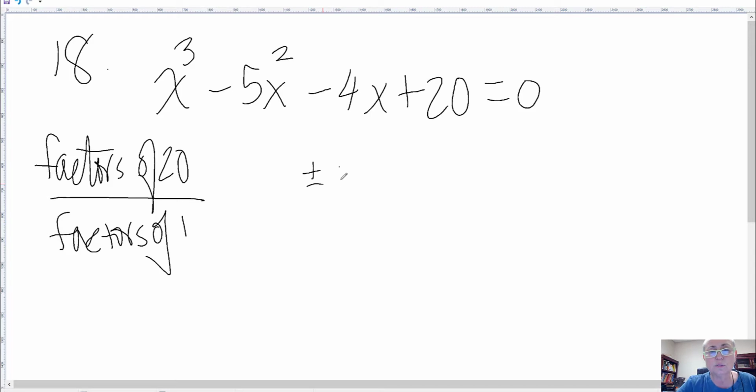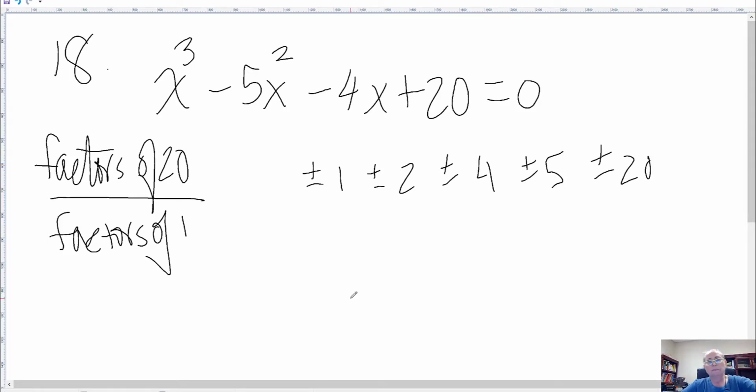So plus or minus 1, plus or minus 2, plus or minus 4, plus or minus 5, plus or minus 20. Okay? And you'll need to do synthetic division with these until you find 3 zeros. And of course, once you reduce this down to an x squared, you can then use factoring or quadratic formula. Okay? To save some time, I'm going to start with one that I know is a solution.